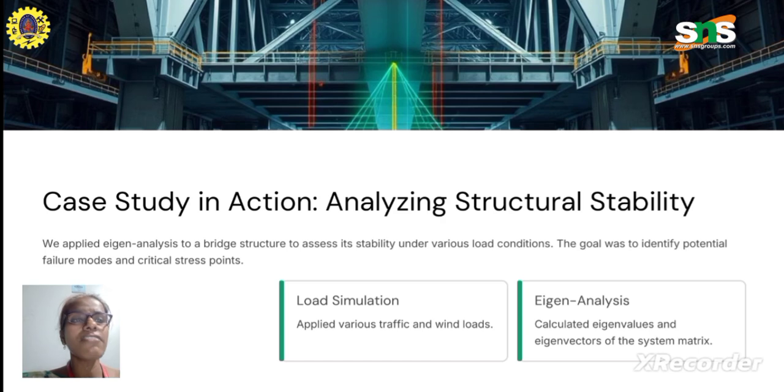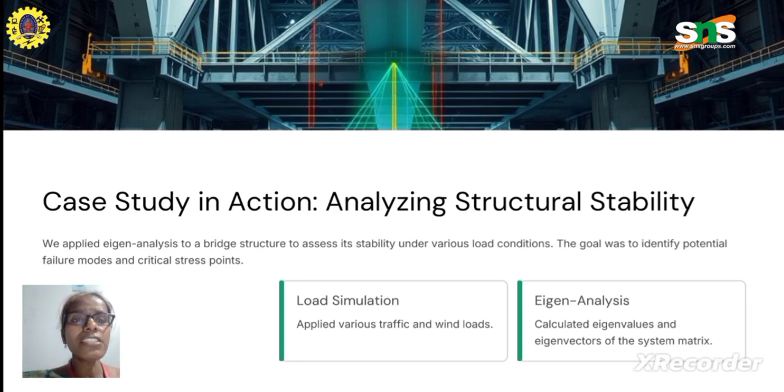And the next thing is we are going to have this case. The case is what? We are going to analyze the structural stability. So we applied eigen analysis to a bridge structure to assess its stability under various load conditions. We are going to check the stability, and the goal was to identify the potential failure modes and the critical stress points. So these are the goals we need to achieve.